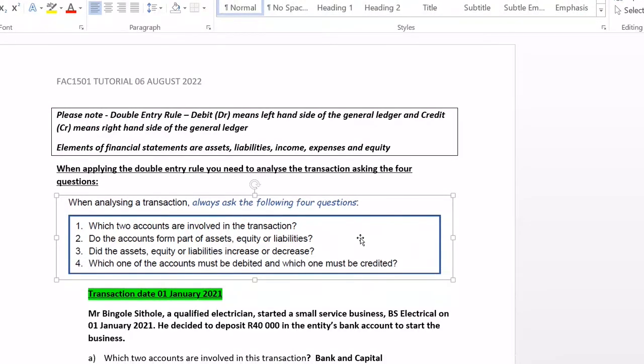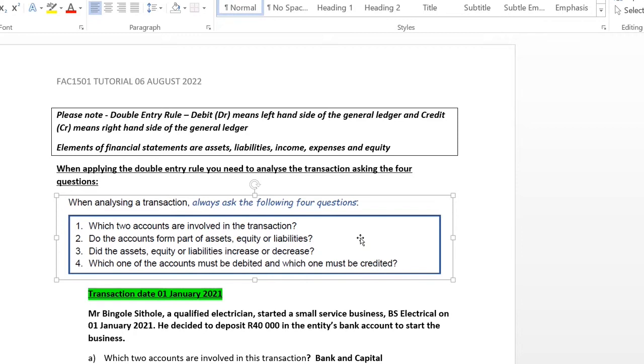So number 2, in this case, income equity is increasing. The third point is, did the asset, equity, or liability increase or decrease? Because money came into the account, equity is increasing. Number 3, bank is an asset. Money came into the bank account, so the assets of Waltons are increasing. Number 4, which one of the accounts must be debited and which one must be credited?